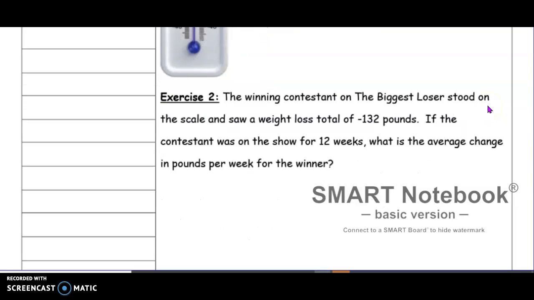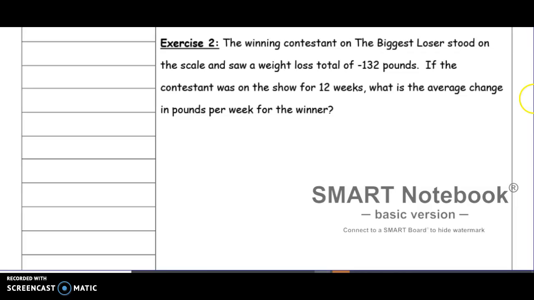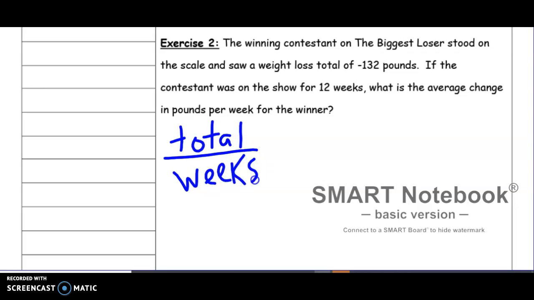Exercise number 2. The winning contestant on The Biggest Loser stood on the scale and saw a weight loss total of -132 pounds, so they lost 132 pounds. If the contestant was on the show for 12 weeks, what is the average change in pounds per week for the winner? So we're going to do the total number of pounds lost divided by the number of weeks. So pounds per week. The pounds has to go on the top and the weeks go on the bottom.